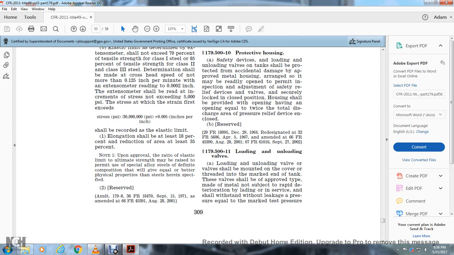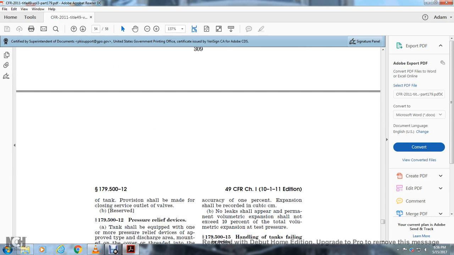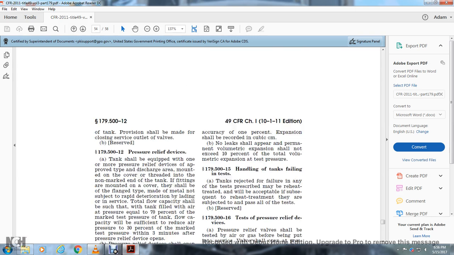179.511 Loading and unloading valve. The valve shall be mounted with the cover threaded on the marked end of the tank. The valve shall be of an approved type, made of metal not subject to rapid deterioration, and shall withstand without leakage a pressure equal to the marked test pressure of the tank. Provision shall be made for closing the outlet of the valves.